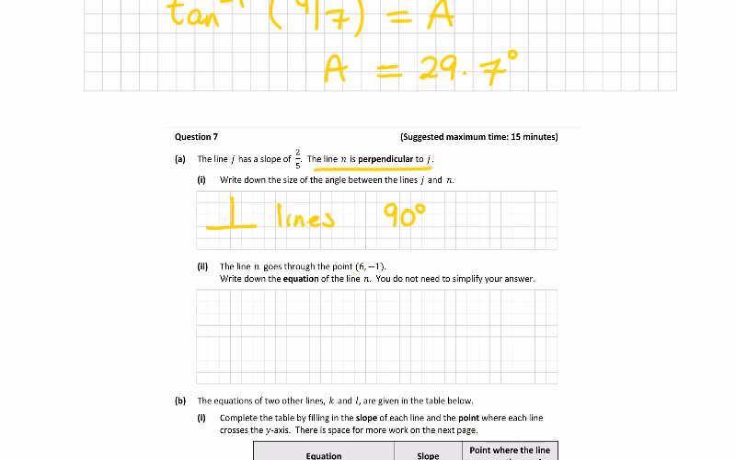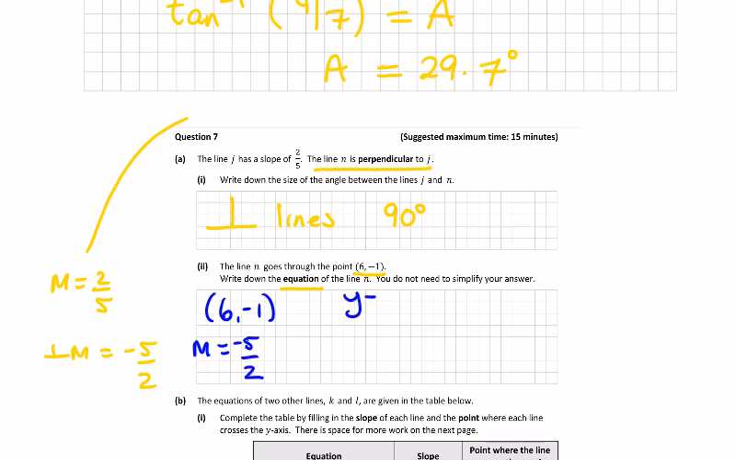And we have the n goes through 6, minus 1, and we're asked to find the equation of n. So this is a perpendicular line, so they've given us the slope. So m is 2 over 5. The perpendicular m is minus 5 over 2. You all know that already though. So nice easy questions hopefully at this point. So we have our point 6, minus 1, and we have m is minus 5 over 2.